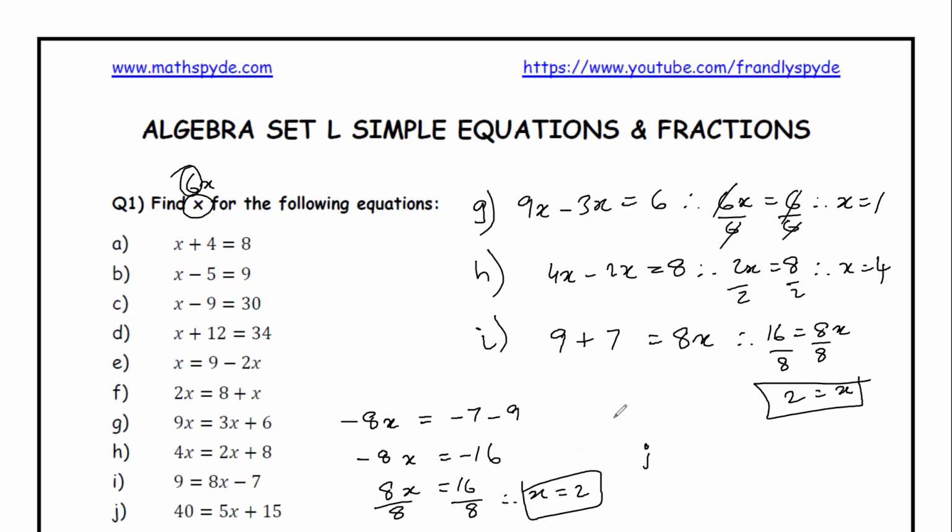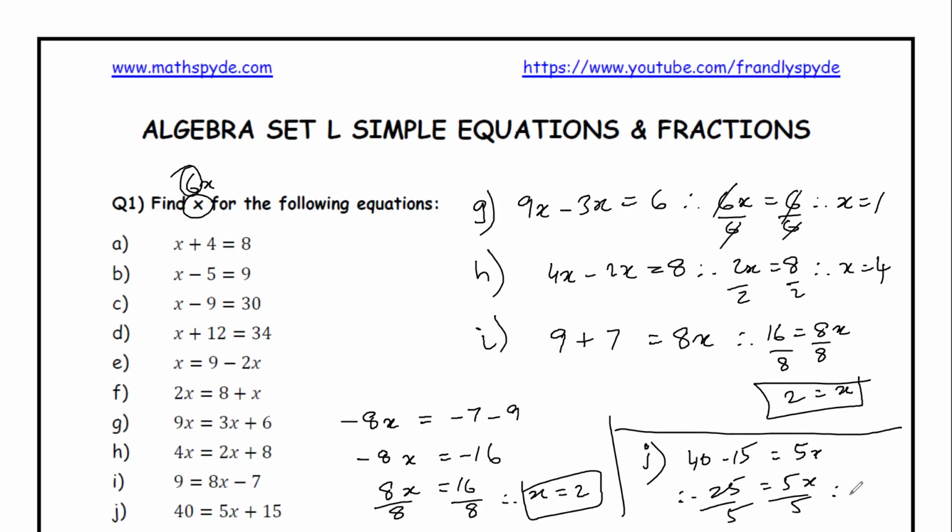And then finally J. So 40 minus 15 is equal to 5x. 25 therefore is equal to 5x. Divide both sides by 5, and therefore you got x is equal to 5. 5 goes in 25 5 times. That was pretty easy compared to the other sets.